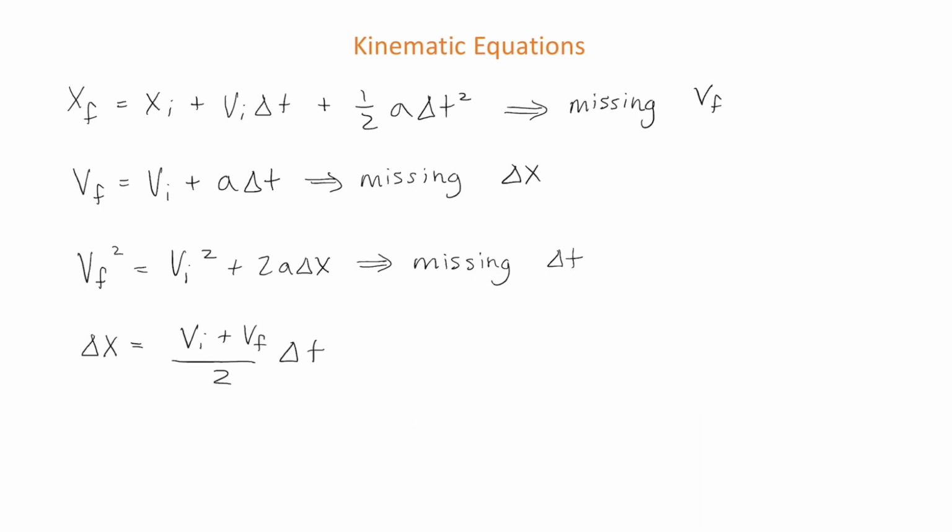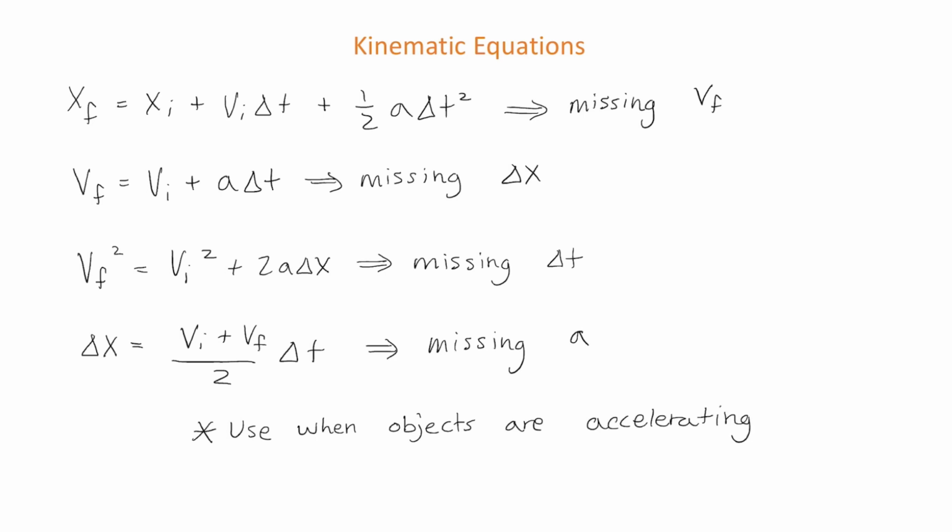The last kinematic equation says that delta x is equal to (Vi plus Vf) divided by 2 times delta t. Notice that this equation is missing the a variable, so you would use it when you don't know any information about the object's acceleration. So these are the four main kinematic equations, and you would use these when your object is accelerating. So if the object is speeding up or slowing down, you know you can use your kinematic equations.